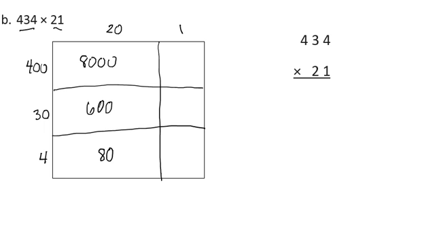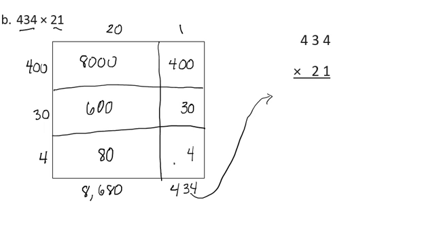Over here I have 400 times 1, which is 400. Next rectangle is 30 times 1, which is 30. And the last rectangle is 4 times 1, which is 4. And again, I'll add my columns of numbers. So this one is 434. Over here I have 8,680. And again, I will transfer these sums to the standard algorithm.